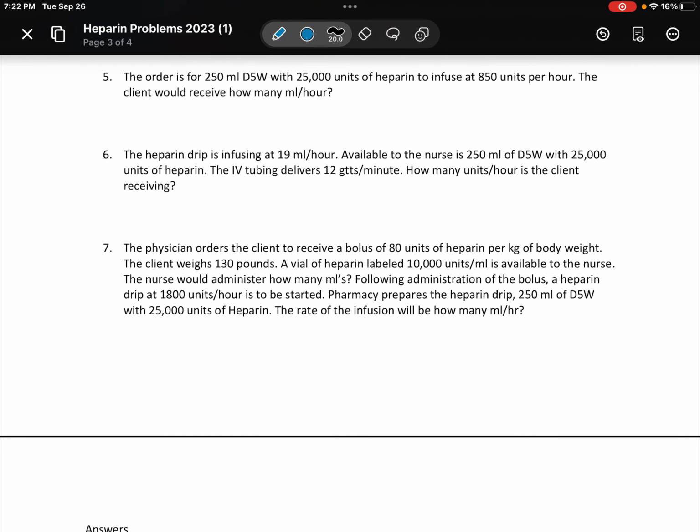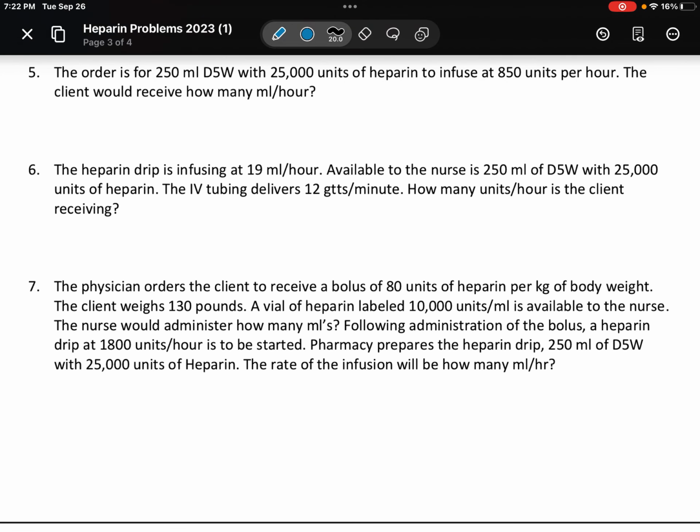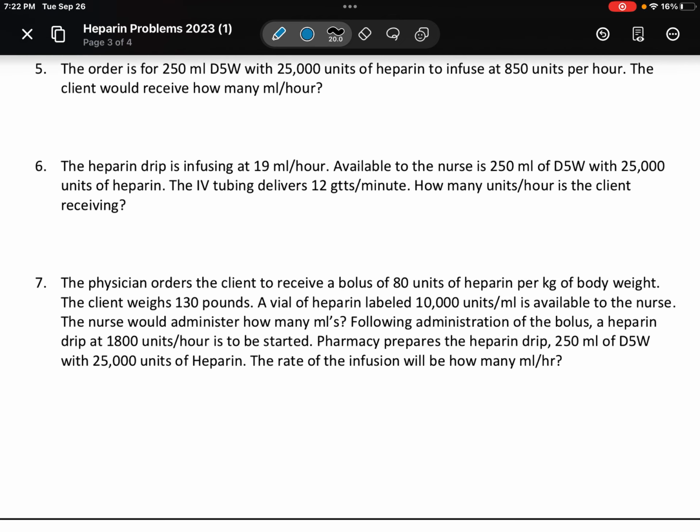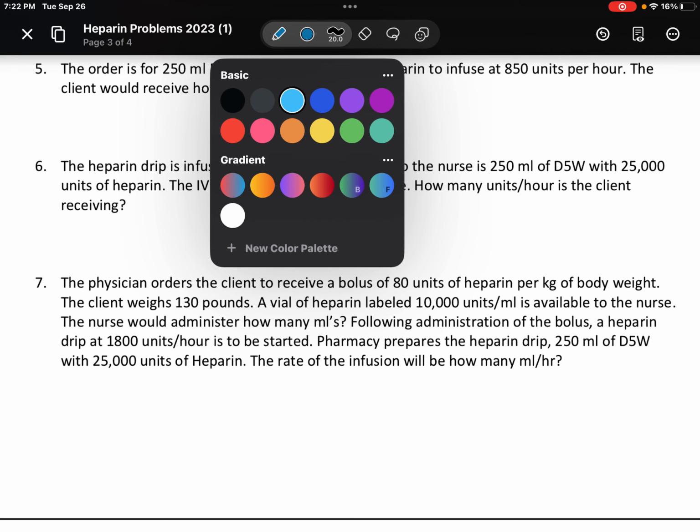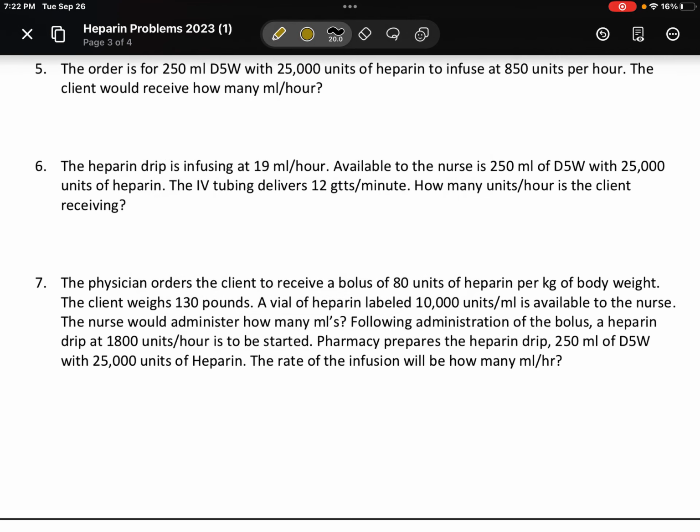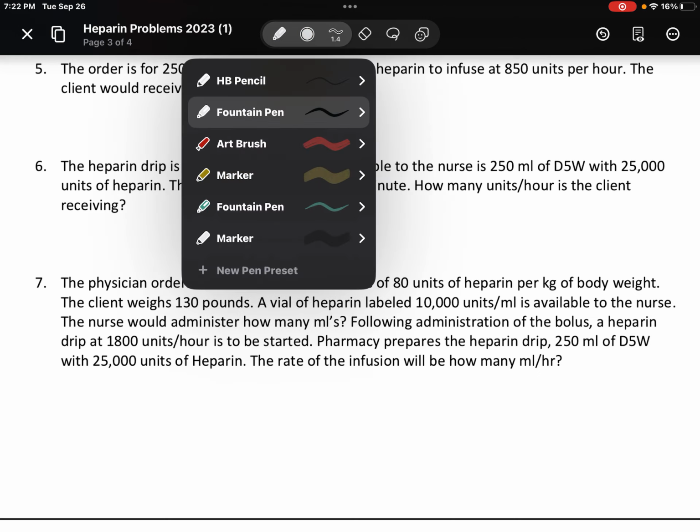Okay, so we're going to move on to problem 5. The order is for 250 milliliters D5W with 25,000 units of heparin to infuse at 150 units per hour. The client would receive how many milliliters per hour? So, like always, what is it asking me? What is it wanting from me? It wants me to figure out the milliliters per hour.